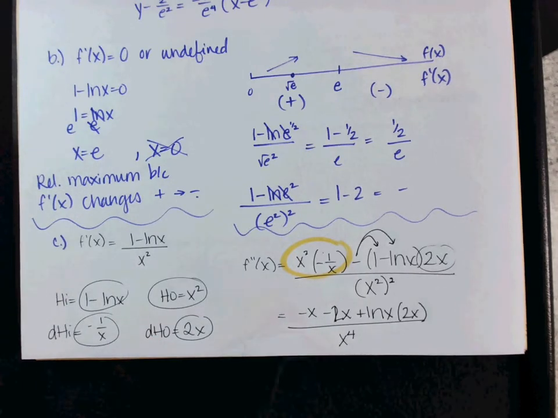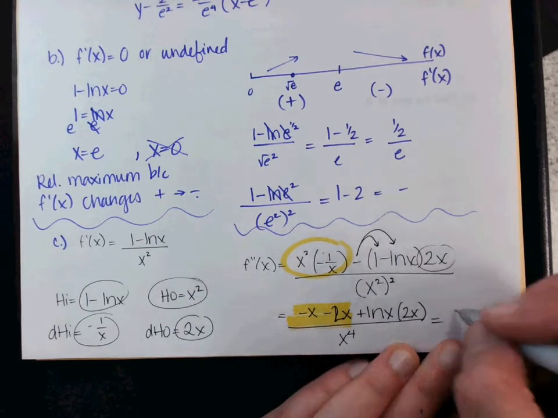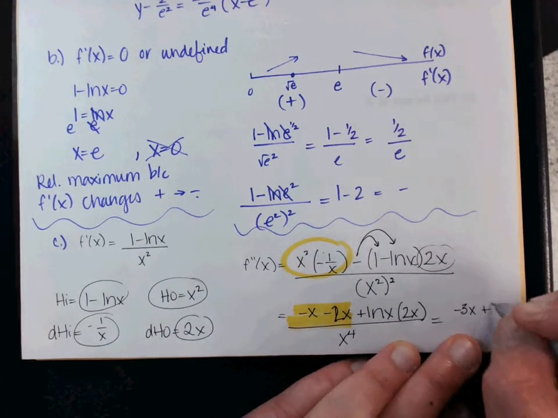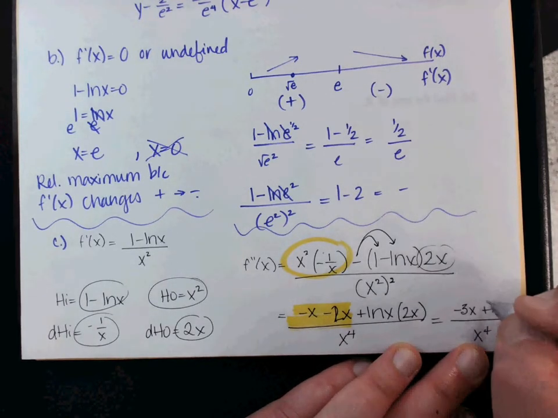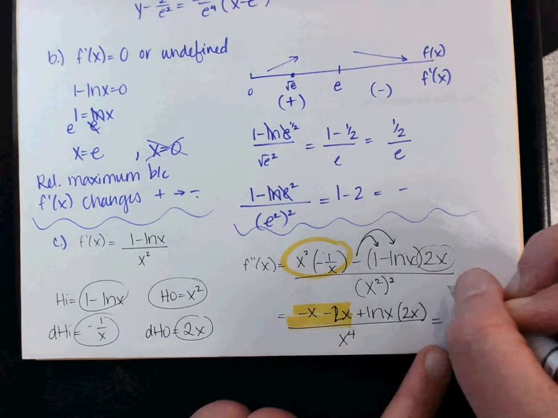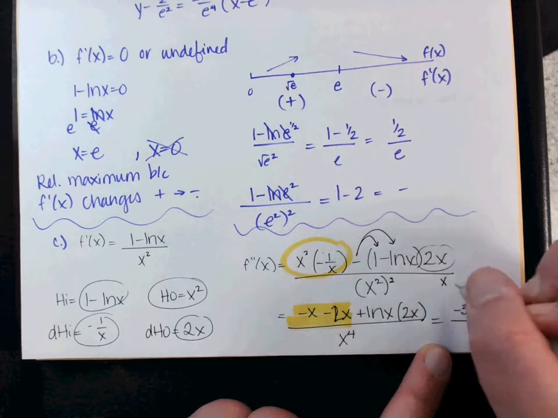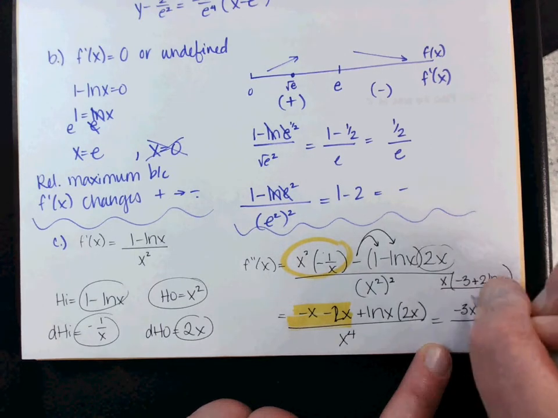Okay, now, combine like terms on the top. What is a negative x minus 2 more x's? Negative 3x. And then plus ln x. And then over x to the fourth. Oh, and then there was a 2x back here. I'm going to put it right there. Okay, now, look at the top. What do you notice that the top has that could be factored out? There's a negative 3x plus 2x ln x, and x. So I'm going to take my x out here to the front. That's going to leave me with a negative 3 plus 2 ln x over x to the fourth.